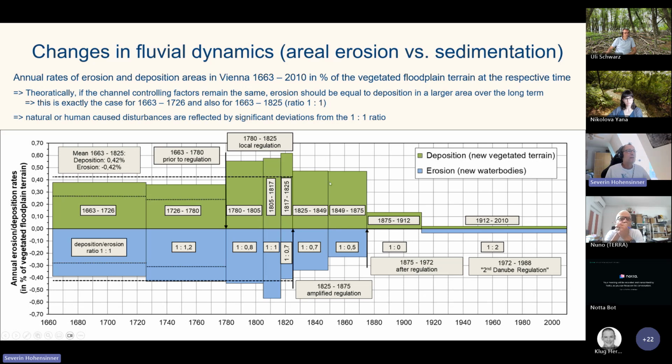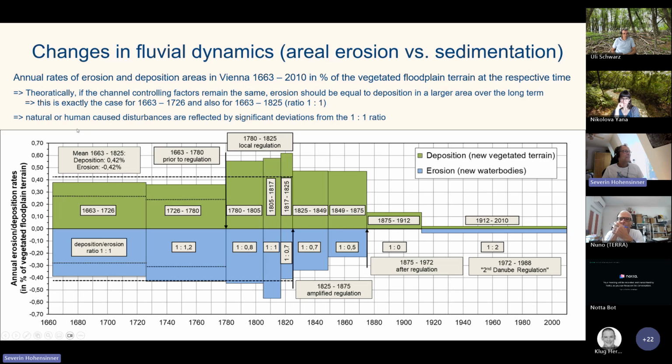Deposition is getting more and more after the regulation. There's only deposition, no erosion. And why we have here in recent time, in the last 100 years, erosion, this is not really erosion. This is because of the second Danube regulation scheme in 1972 to 1988, when the Danube Island and the new Danube were excavated.